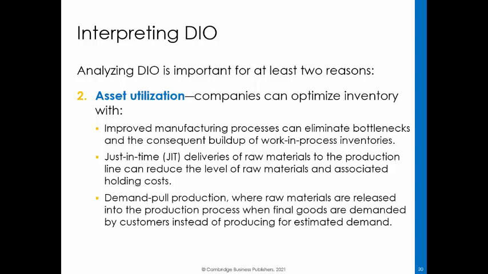Just-in-time deliveries from suppliers provide new materials to the production line when needed, reducing the level of raw materials and associated holding costs. Demand pull production, in which raw materials are released into the production process when final goods are demanded by customers instead of producing for estimated demand, can reduce inventory levels. Harley-Davidson, for example, does not manufacture a motorcycle until it receives the customer's order.